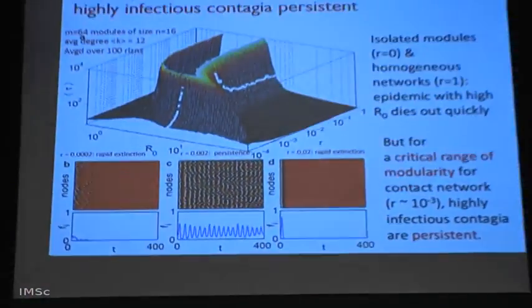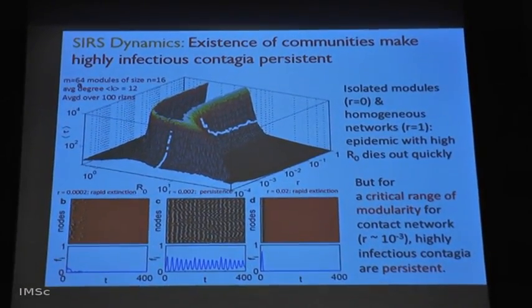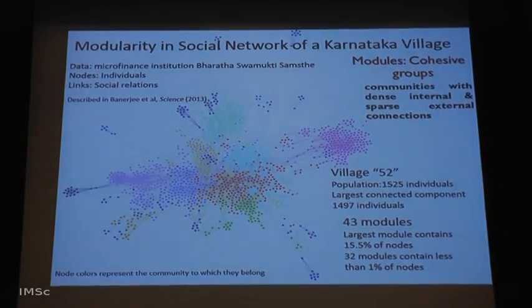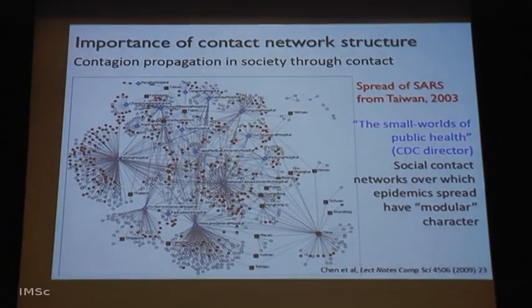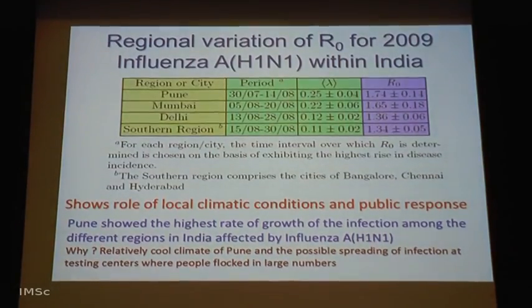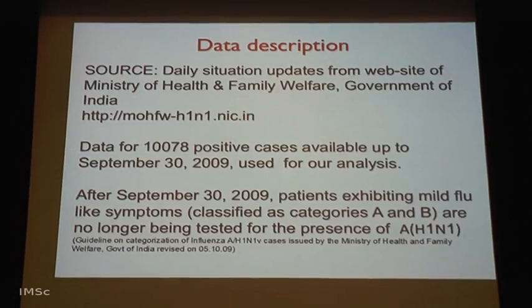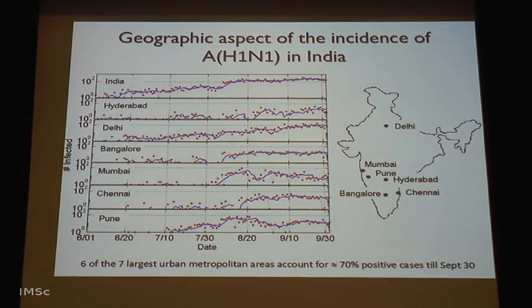In H1N1, this is a simulation only. The network model you are asking about uses a number of time series data. We have this time series data for all the cities in India, and from the time series data only we estimated R0.